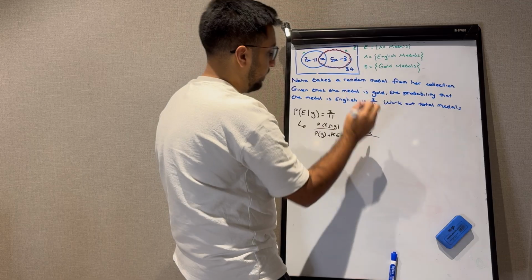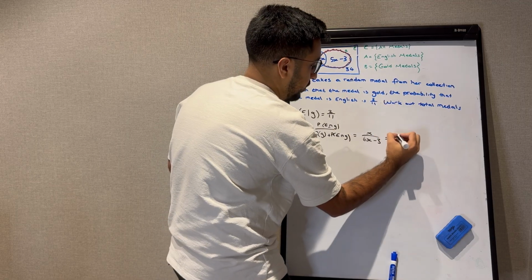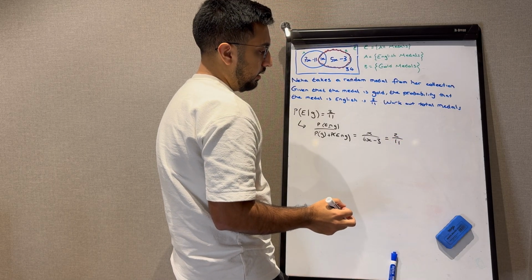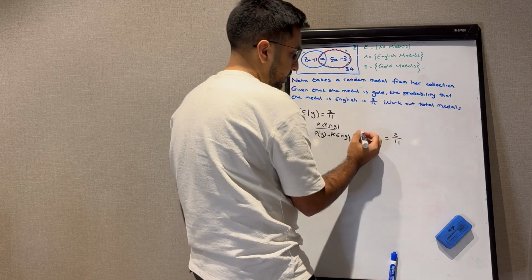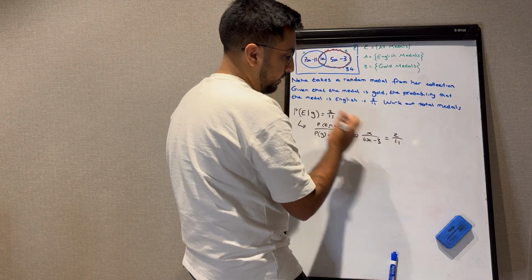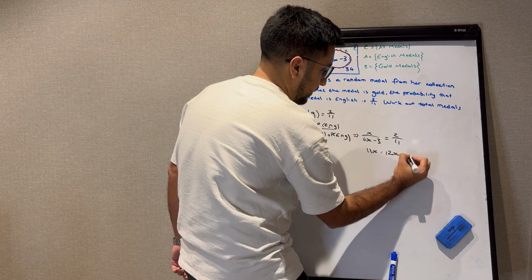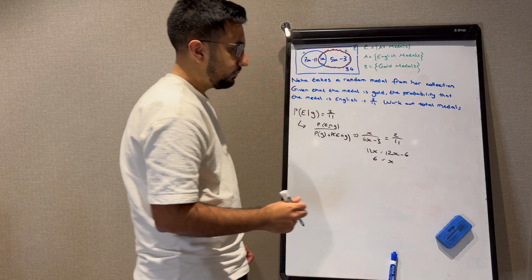The probability of the total is going to be 5x minus 3 plus x, which is 6x minus 3. And we can equate that to 2/11. Then we have a fractional equation, so we multiply to give us 11x equals 12x minus 6. Therefore, x is equal to 6.